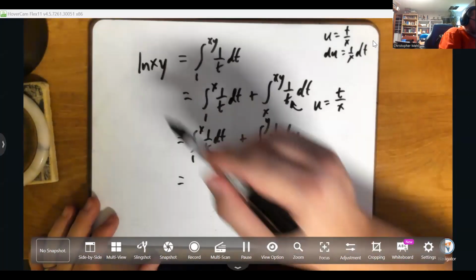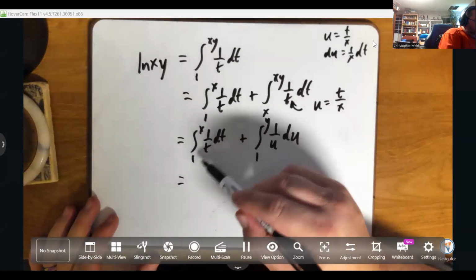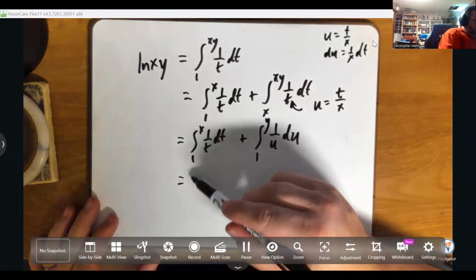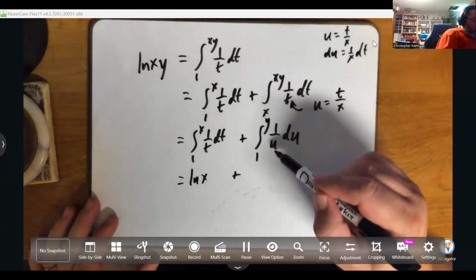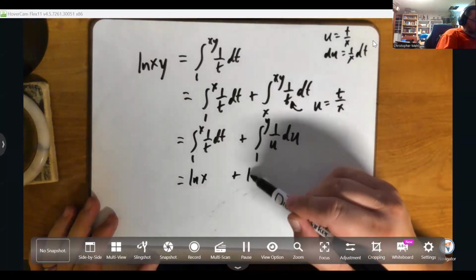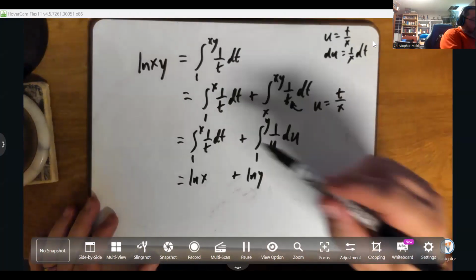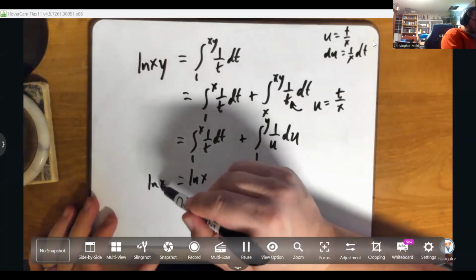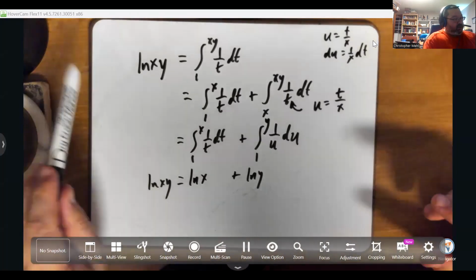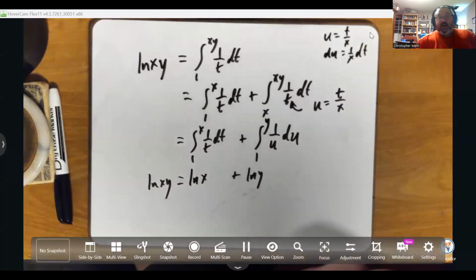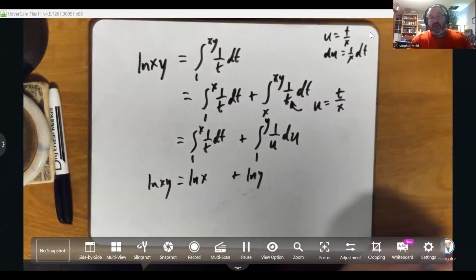This we can convert back using the pattern, right? Integral from 1 to x of 1 over t dt. So this is just the log of x. The integral from 1 to y of 1 over u du then just becomes the log of y. So we have the natural log of xy is the natural log of x plus the natural log of y. And that's the well-known property of the logarithm turning products into sums.